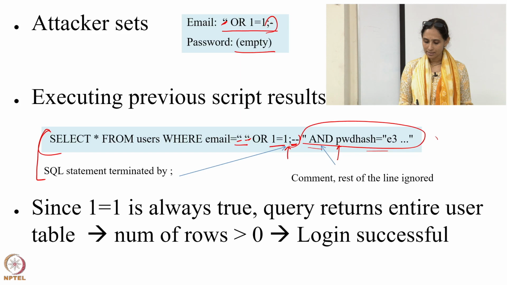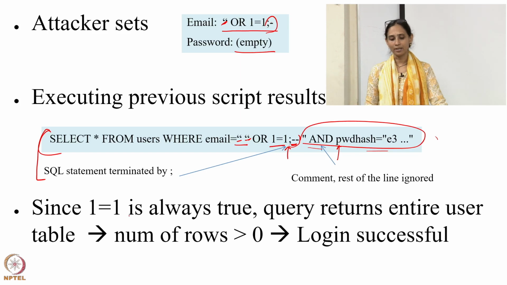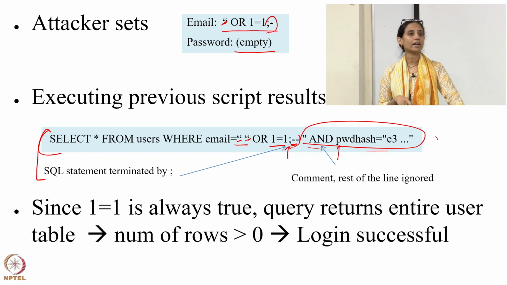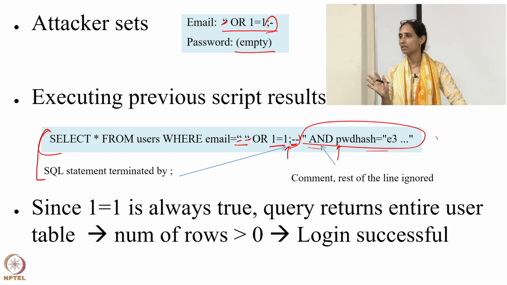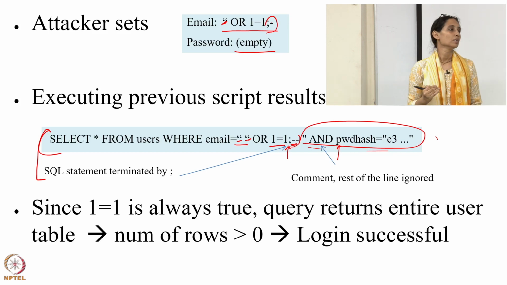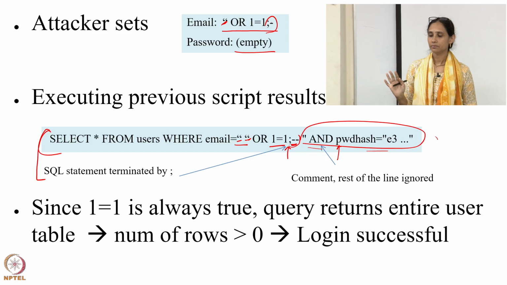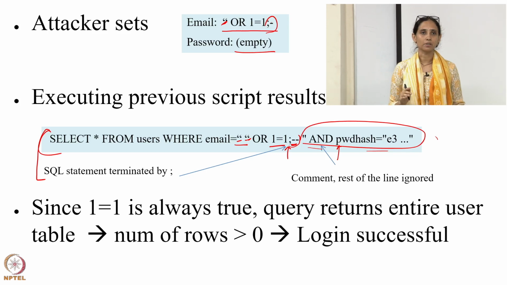Basically, since 1 is always true, the query returns the entire user table, because that is how SQL is. If you give it where email is whatever or 1, this is a true statement, so it will return the entire table. Because it returns the entire table, the number of rows will be greater than 0, and because the number of rows is greater than 0, you will say login successful. So you are able to log in without having access to the password. Okay, so this is another example.